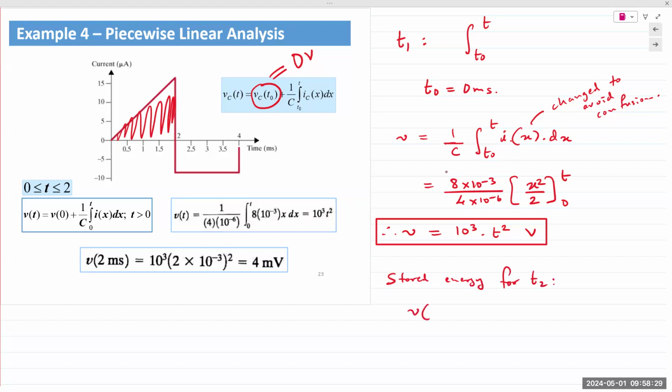We find voltage V when the value of T is equal to 2 milliseconds by plugging in value of T as 2 in the equation above. So it becomes 10 cube times T square. T is 2 milliseconds square. And you solve that and you obtain the answer as 4 millivolts. So 4 millivolts is the initial stored energy for the second time period. It is the ending energy or the stored voltage at the end of the first time period. But for the second time period, it is the initial stored energy.